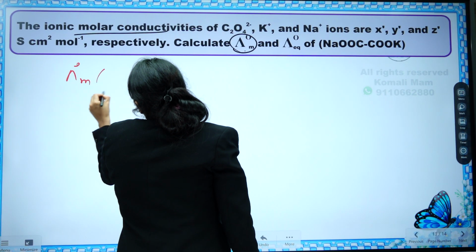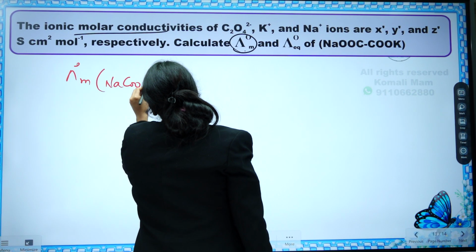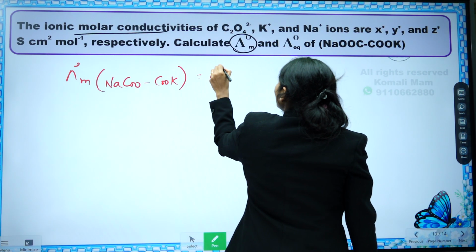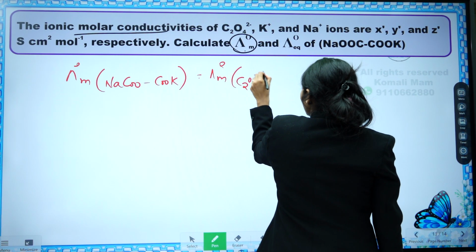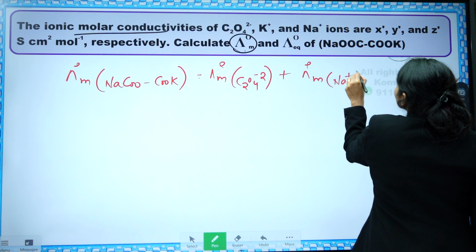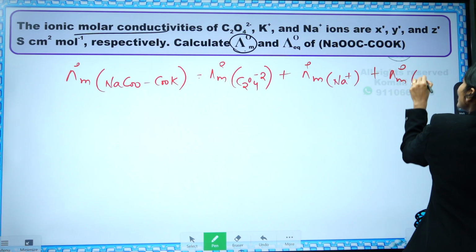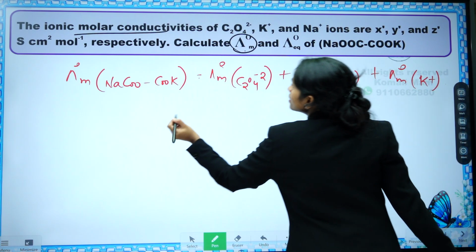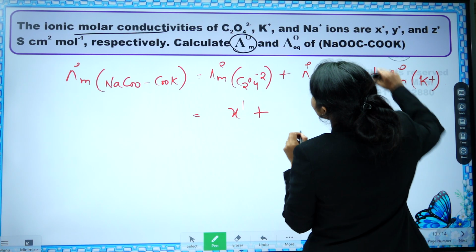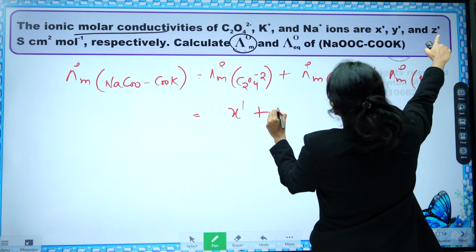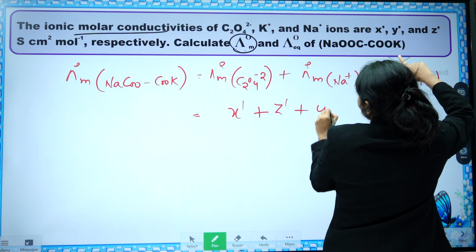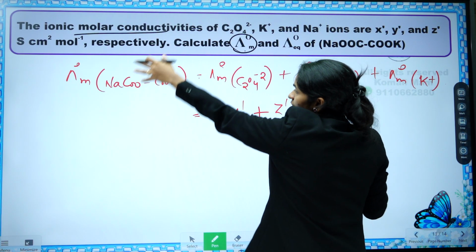Molar conductivities of NaCOOK. If they ask, then molar conductivity of C2O4 2- plus molar conductivity of Na+ at infinite dilution plus molar conductivity of K+ at infinite dilution. Then what you will be getting, students? This is X dash. Plus Na+ is Z dash. Plus K+ is Y dash. This is molar conductivity at infinite dilution.